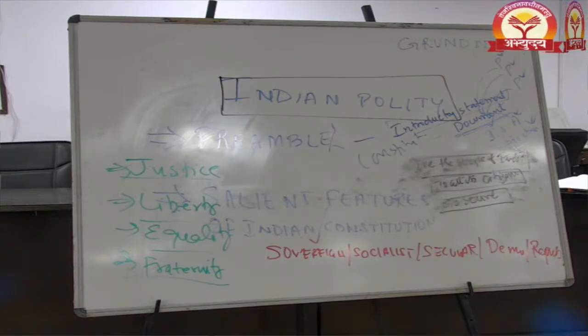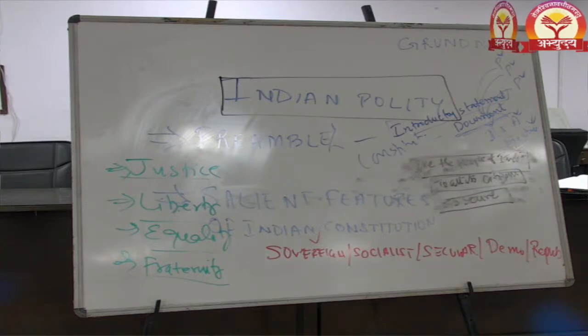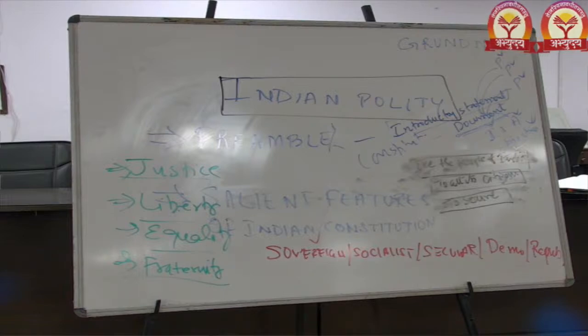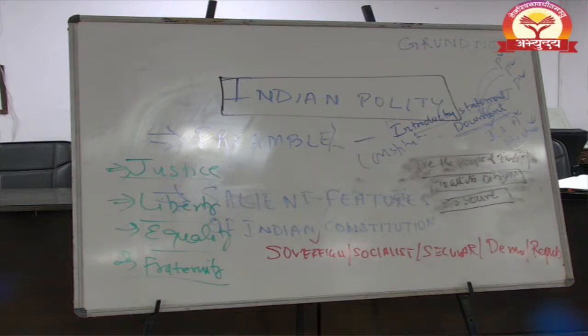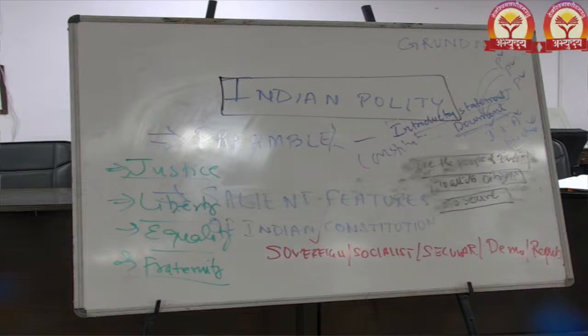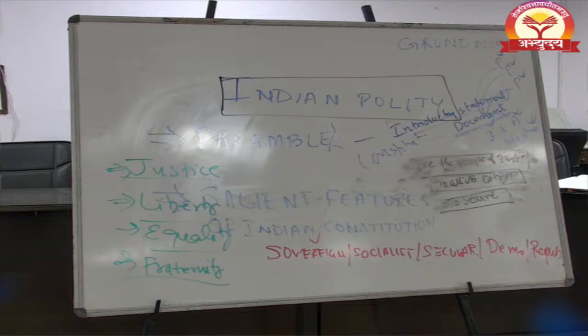These are some objectives. Basically, we have four concepts. First is justice, second is liberty, third is equality, and fourth is fraternity. When we see the order of these four concepts, justice was given the first priority. Justice was considered to be the most significant of these concepts.